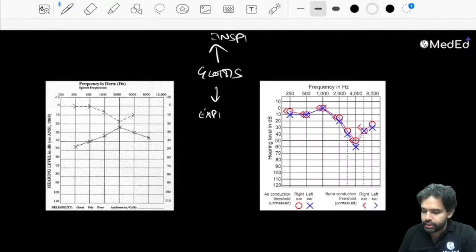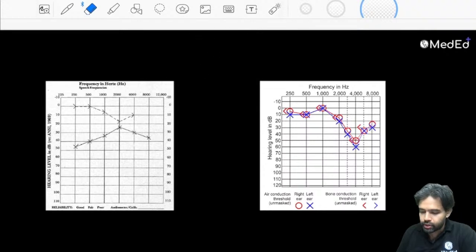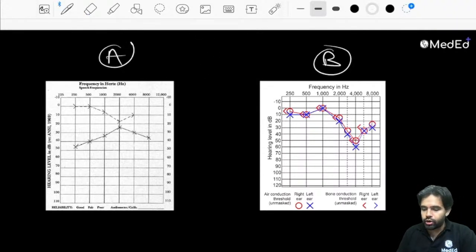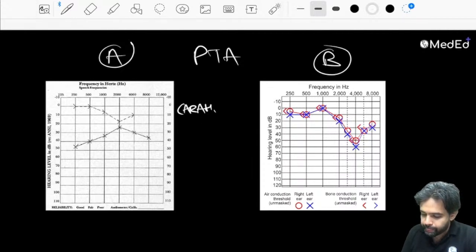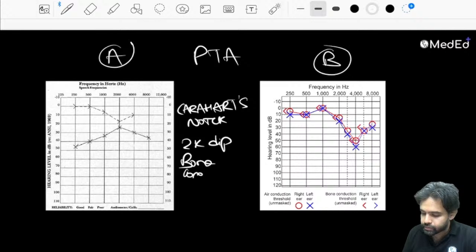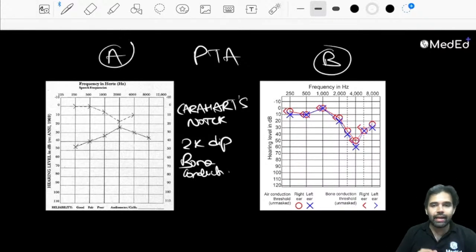Now here, two important, I'll remove this in your notes, you'll get confused. So two important pure tone audiometries. This is very commonly asked. You can see a 2K dip. This is otosclerosis, Carhart's notch. Classical 2K dip, only in bone conduction. It is not in the air conduction.